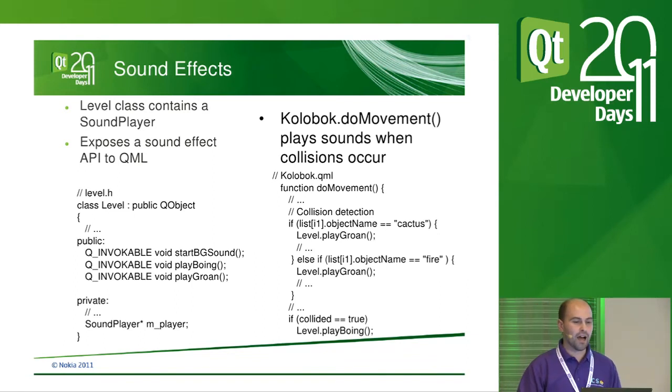So basically, we expose this through the level object. Once again, we simply add more invocable methods to play the background, to play the groan, to play a boing sound when we jump. And we simply just call back up to C++ like we did for collision detection.